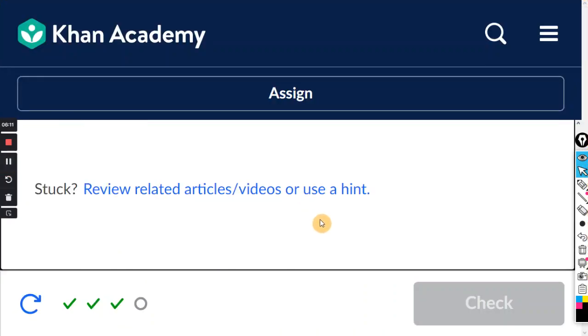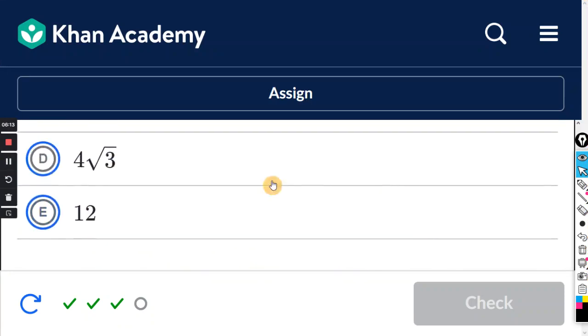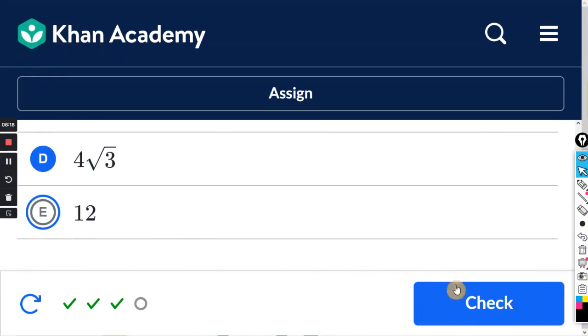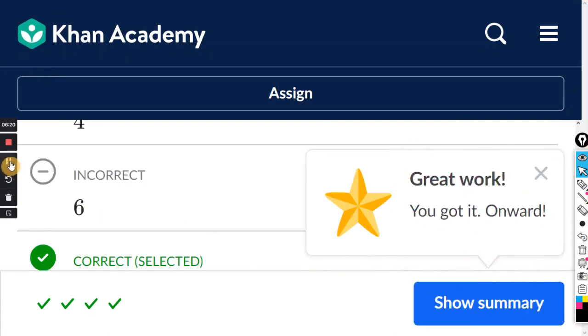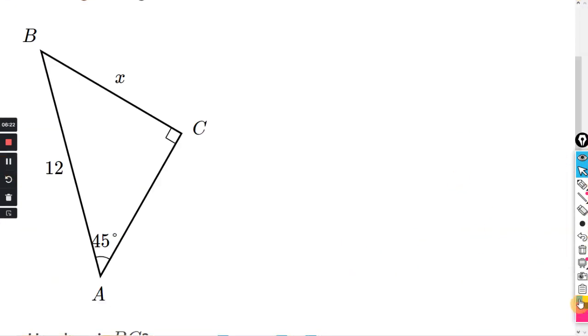So these are multiple choice. 4 radical 3. Answer D. Okay, step 1 we said would be to find the missing angle. We have 45, 90. This has to be 45.